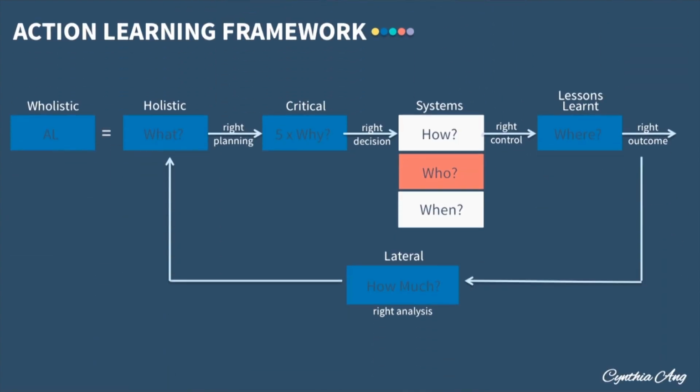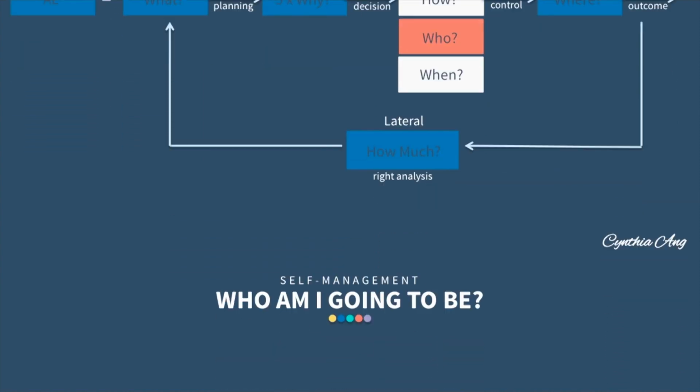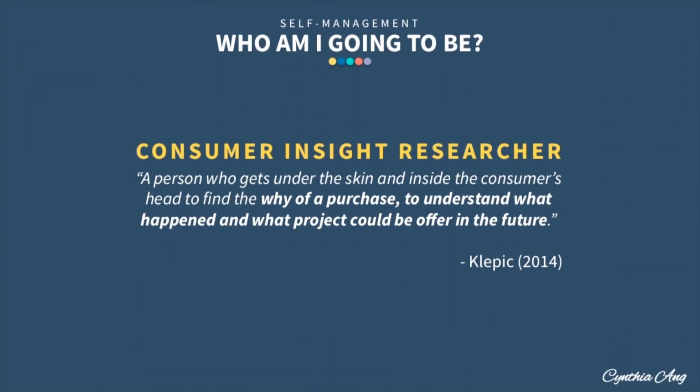Now, the next question will be, who am I going to be? So because of my 4 attributes, I want to become a consumer insight researcher, especially in fashion industry. So basically, consumer insight researcher is a person who gets under the skin and inside consumer head to find the why of a purchase, to understand what happened and what project could be offered in the future.